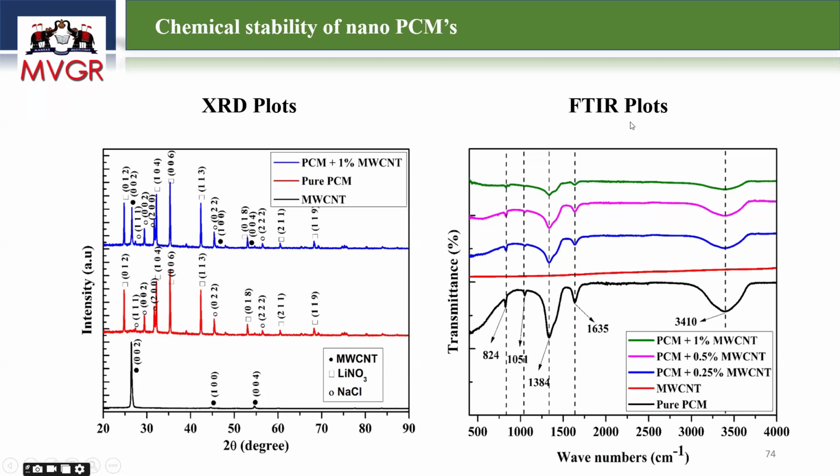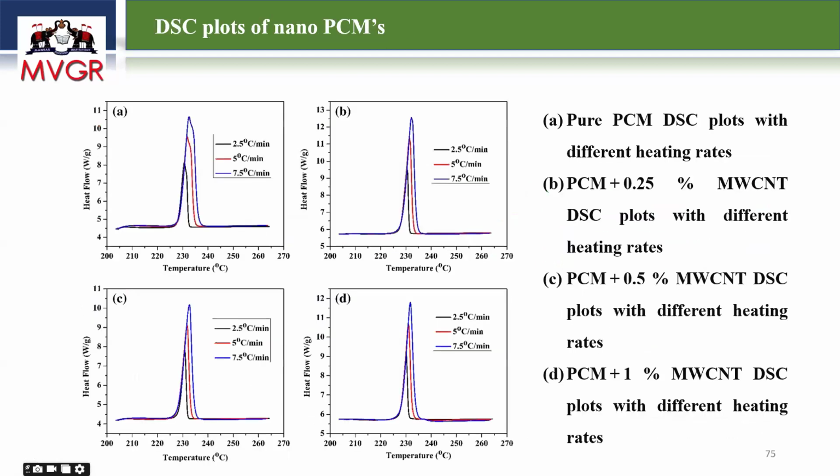Meanwhile, with FTIR analysis, we can see whether the functional groups are disturbed or not. These are the functional groups of the pure PCM. After adding the multi-wall carbon nanotube, the same functional groups are maintained here. So it is confirmed that they are chemically stable, and the PCM is not changed in its properties after mixing the multi-wall carbon nanotube.